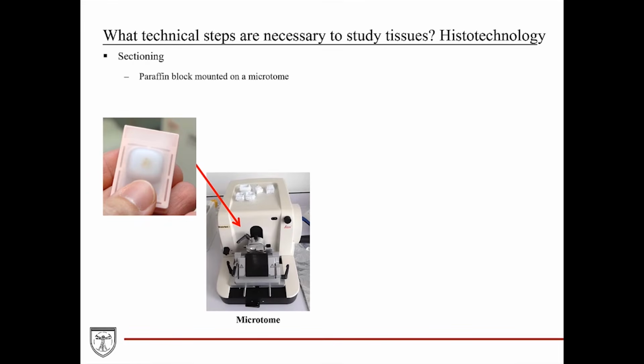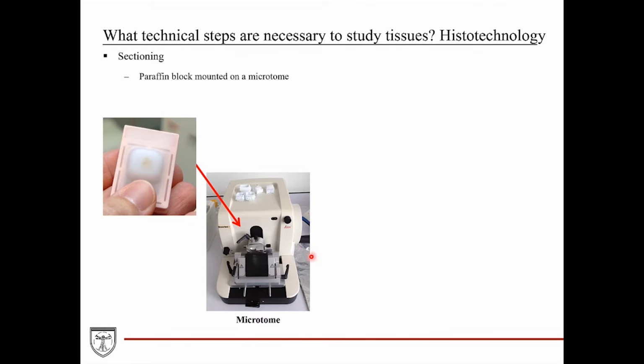We mount the paraffin block on a microtome, which kind of looks like this. It has a mounting area here, a sharp blade down here, and a hand crank. And tome refers to cutting. And micro, you know what that means, small. So it's a small cutting tool.